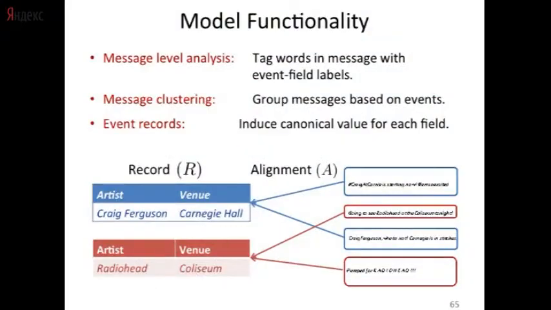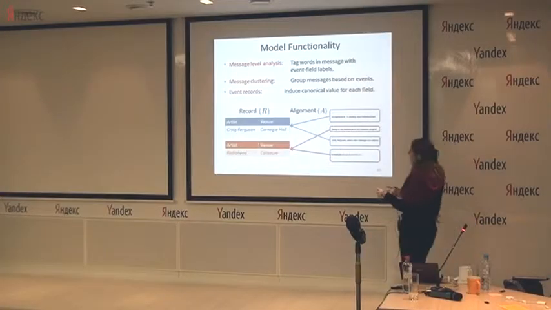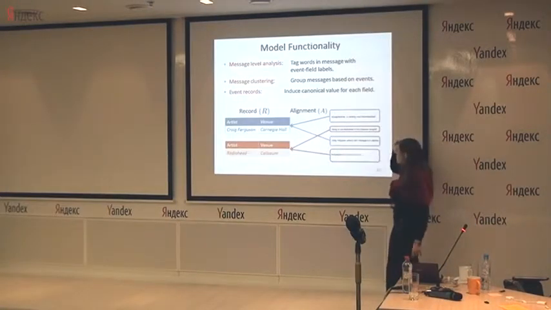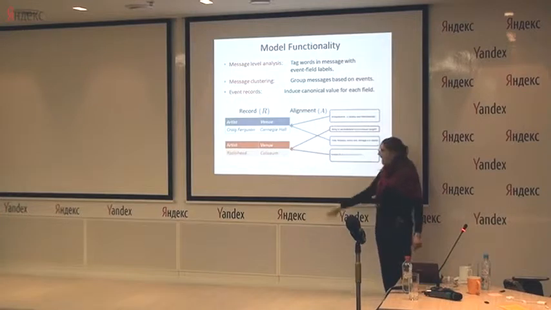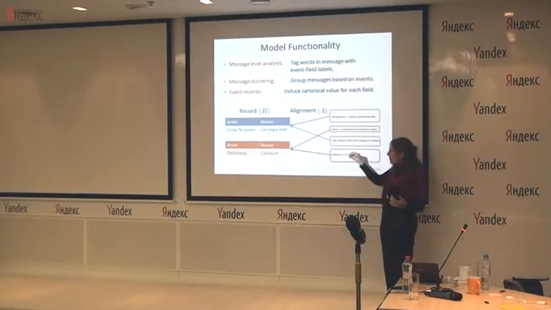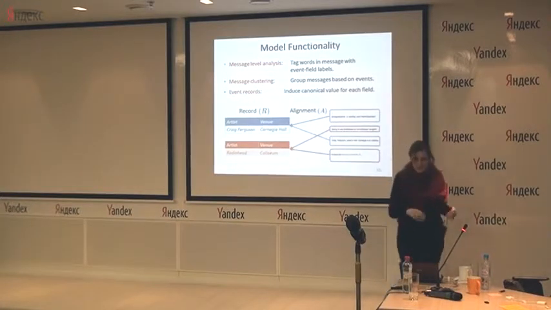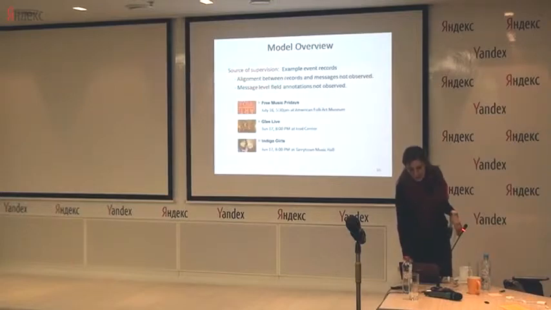The next thing that you're going to be doing is grouping messages that talk about the same events. And finally, you're going to be creating these event records. So for instance, you're going to identify these two red pieces together, and then you're going to get Radiohead in Coliseum. So it's three things. On each one, we identify the roles, we group them together, and then we create the record out of it.